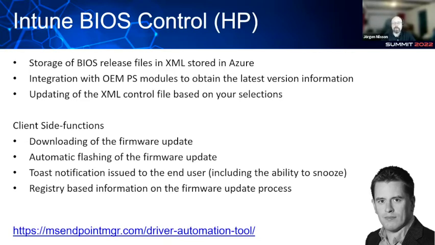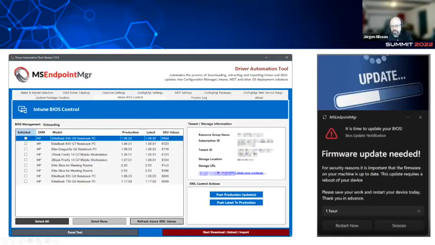And then you put that XML info file in Azure, so it can be reached from anywhere. And then we have a nice little toast notification for the end user, so we can select and deploy it and see how it works as well. So it actually will look something like this. So you have a tool here that will upload the information for us for the different BIOS models, which versions it should use. And then we can get this nice little one that the firmware update is needed.